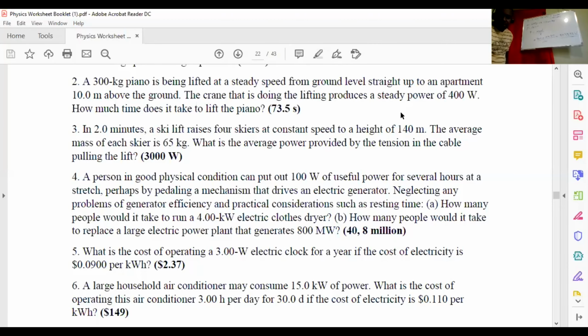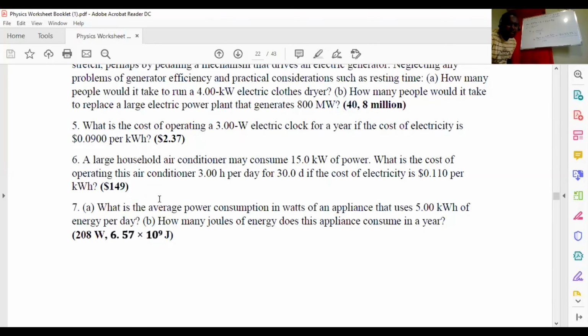All right, so is that clear for everyone? Let's see if we can do these two, question 5 and 6, before this time finishes. All right, so question 5.